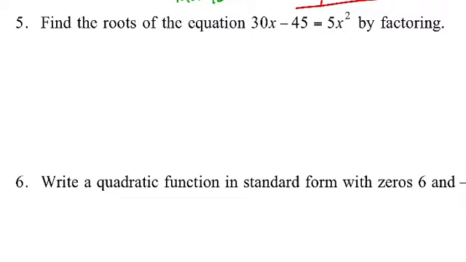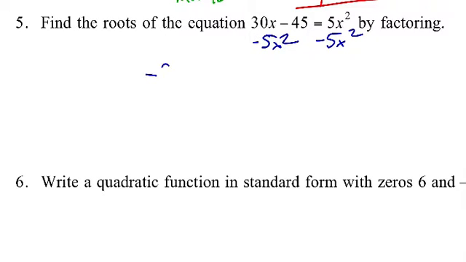Says find the roots of the equation 30x minus 45 equals 5x squared by factoring. Really what that means is we've got to get x all by itself. We're solving for x. So you can move everything from this side over to the right side, but I'm just going to do it so I have to do fewer steps. I'm going to subtract 5x squared from both sides.